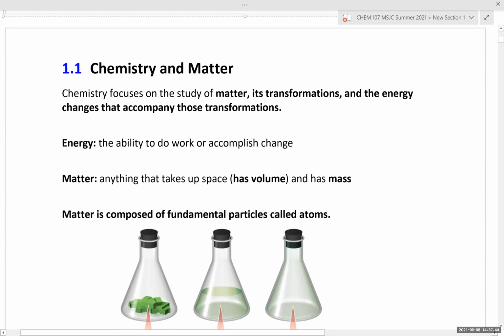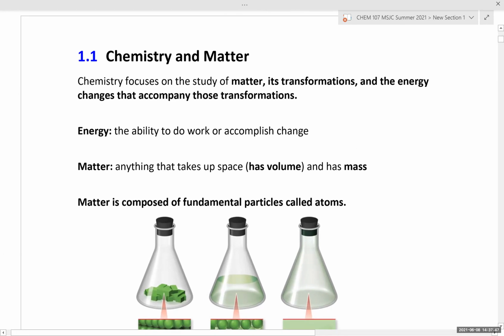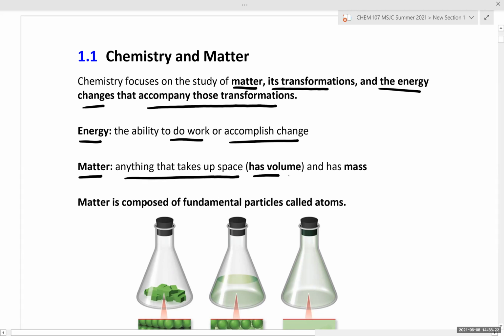Okay, so first off, let's just introduce everyone to the central premise of chemistry, the central goal of chemistry. What is the purpose of chemistry? Well, chemistry focuses on the study of matter, its transformations, and the energy changes that accompany those transformations. Now, there's a lot to unpack in that statement. Energy can be defined as the ability to do work or accomplish change. And matter is defined as anything that takes up space, has volume, and anything that has mass.